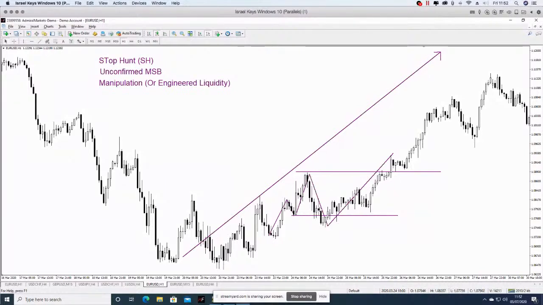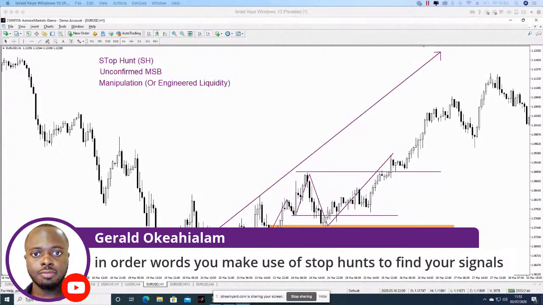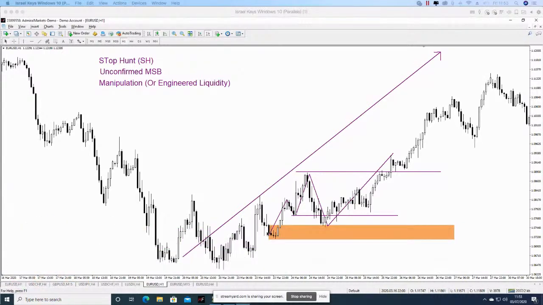This break down here is coming into this order block here. Can you see that? So an order block means there's liquidity. The intermediate low means there is liquidity. And so this is a liquidity run. That's what we call a stop hunt. It's a manipulation on engineered liquidity. Yes, Gerald, I use stop hunts to find my signals. Definitely. Without a shadow of a doubt. And then it goes the right way, or it goes the original way.